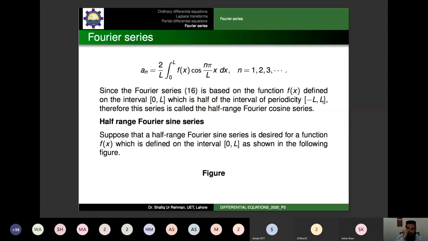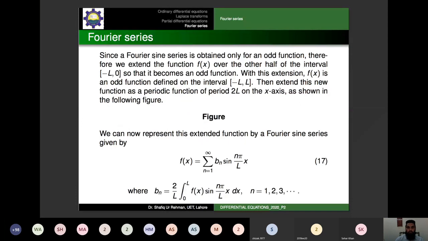Pretty much on the same idea, we can talk about the Fourier sine series, described over the interval initially from 0 to L. Suppose that the half-range Fourier sine series is desired for a function which is defined on the interval from 0 to L. Then we need to extend it, because for an odd function we will have a series involving sine terms only. So we extend the function over the other half of the interval so that it becomes an odd function. You have to make it yourself.